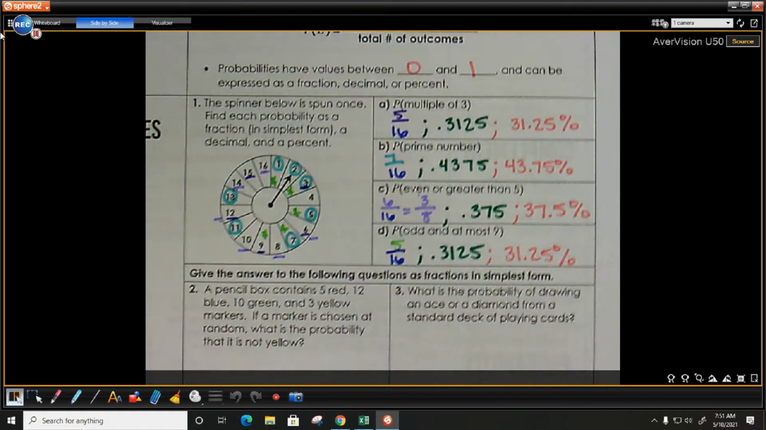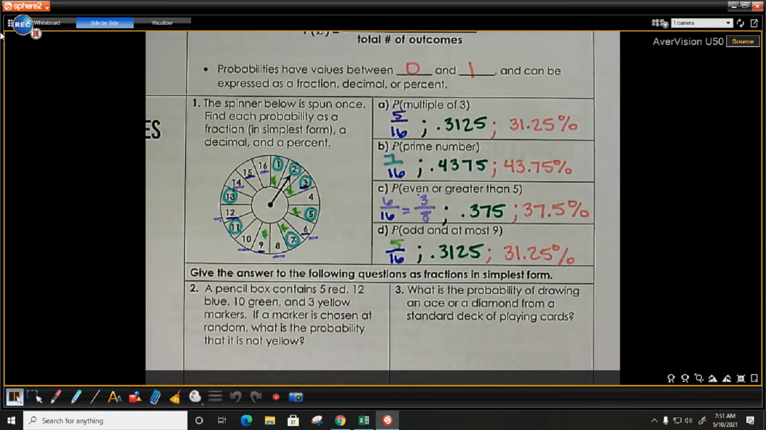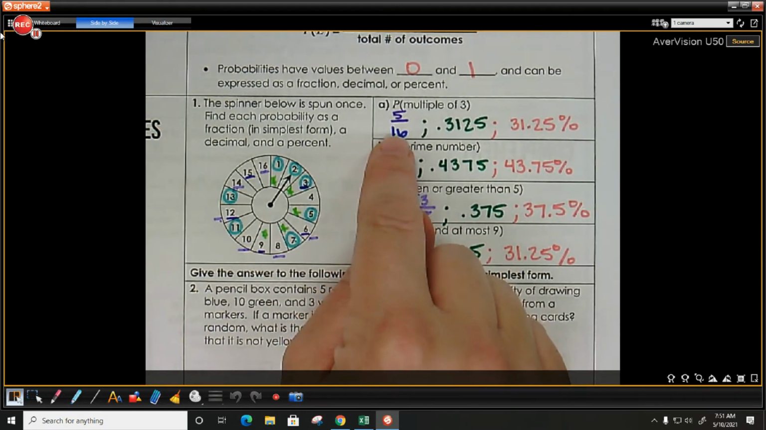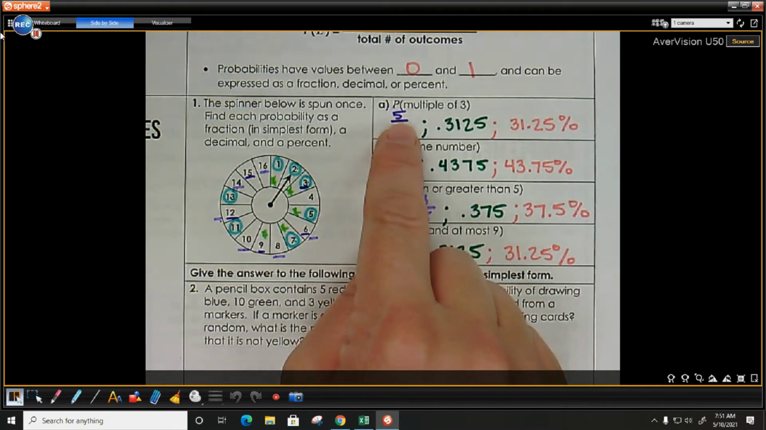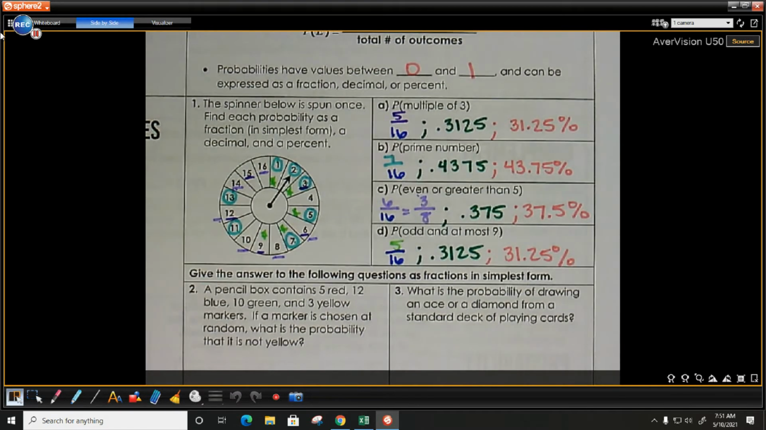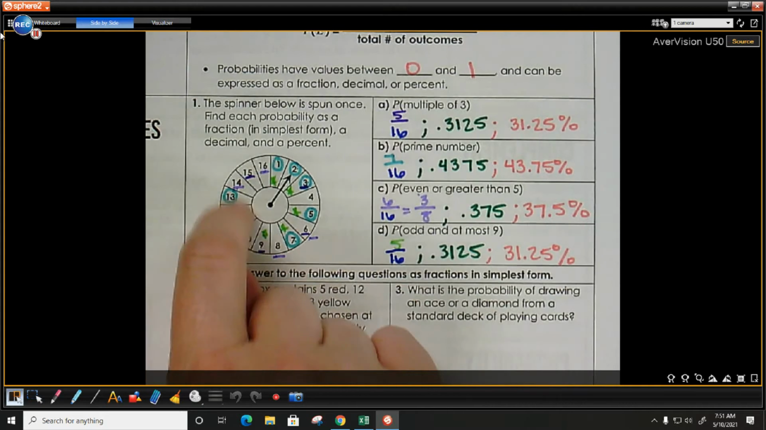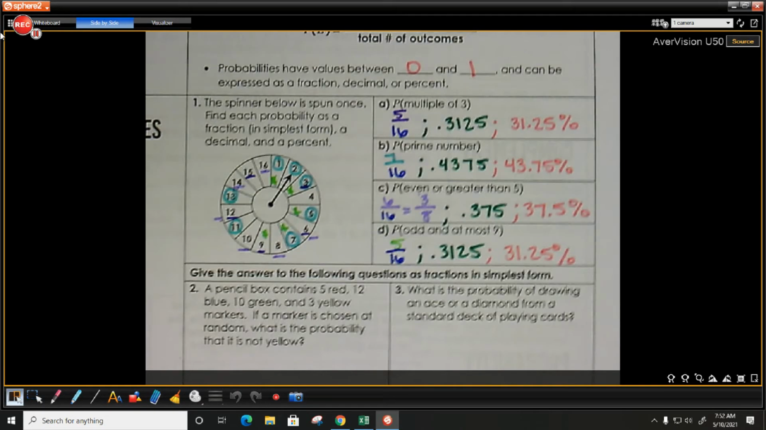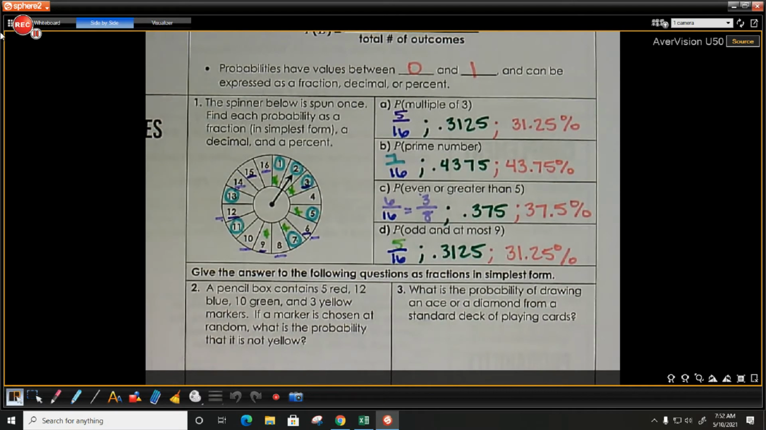Good? Now, does that mean that out of every 16 spins, you're definitely going to have 5 that are multiples of 3? No, this is a probability. This is just theoretical. This is what you would expect because all of the pieces on this spinner have the same area. Okay? So that's just what you would expect to happen. The more times you do something, the more accurate your probability is going to be.